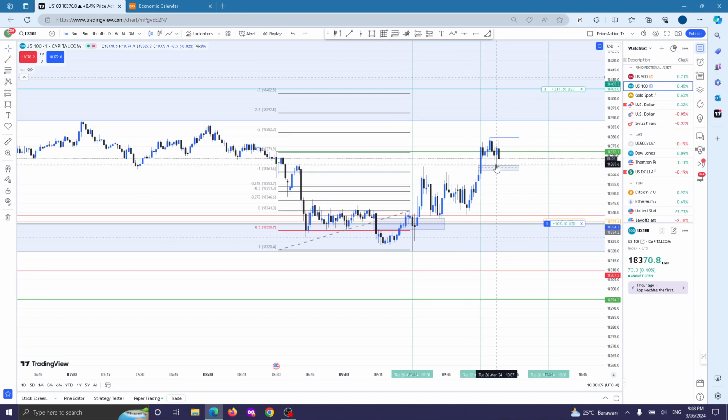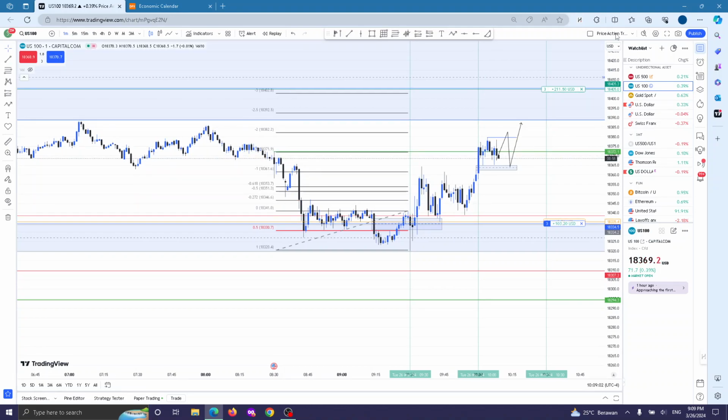So take note, this is equal low. I'm thinking price takes this high, then maybe takes this low, then goes up again. Something like this. Okay, we're trading this busy, taking this equal low inducement into this higher time frame order block here.